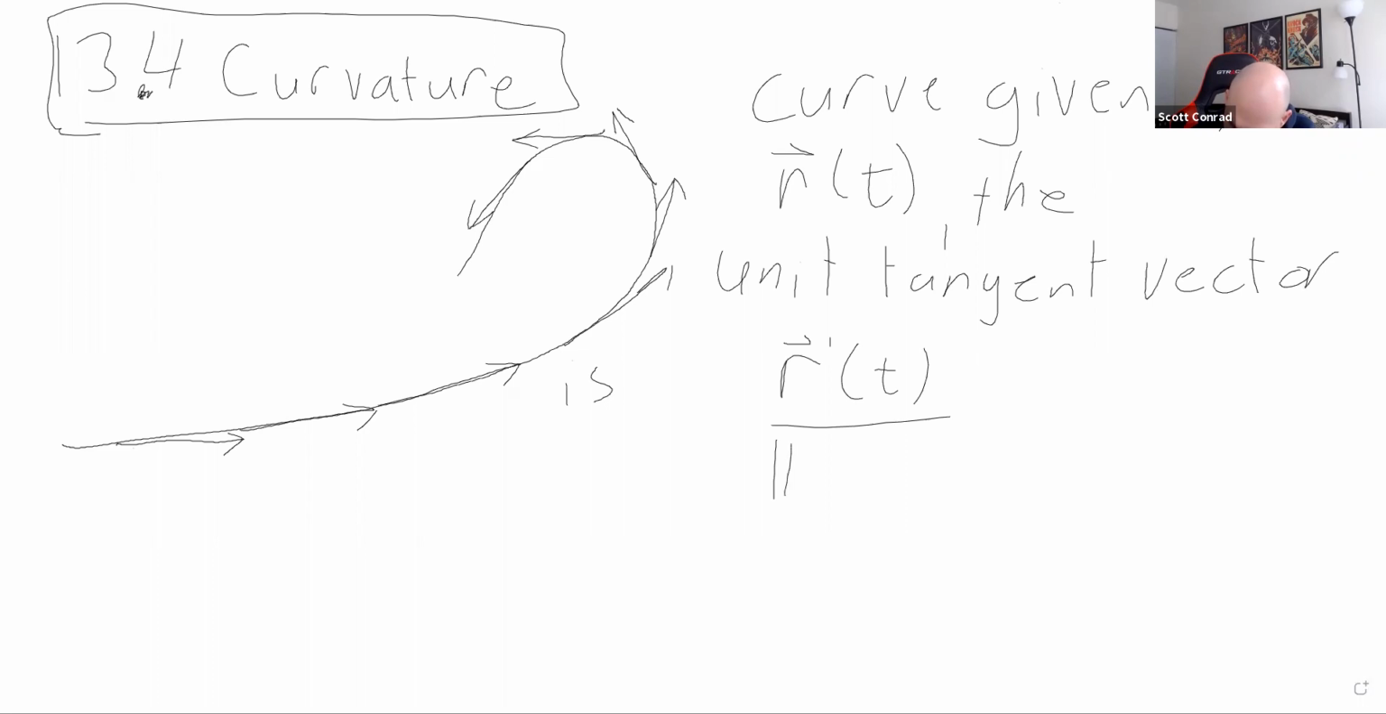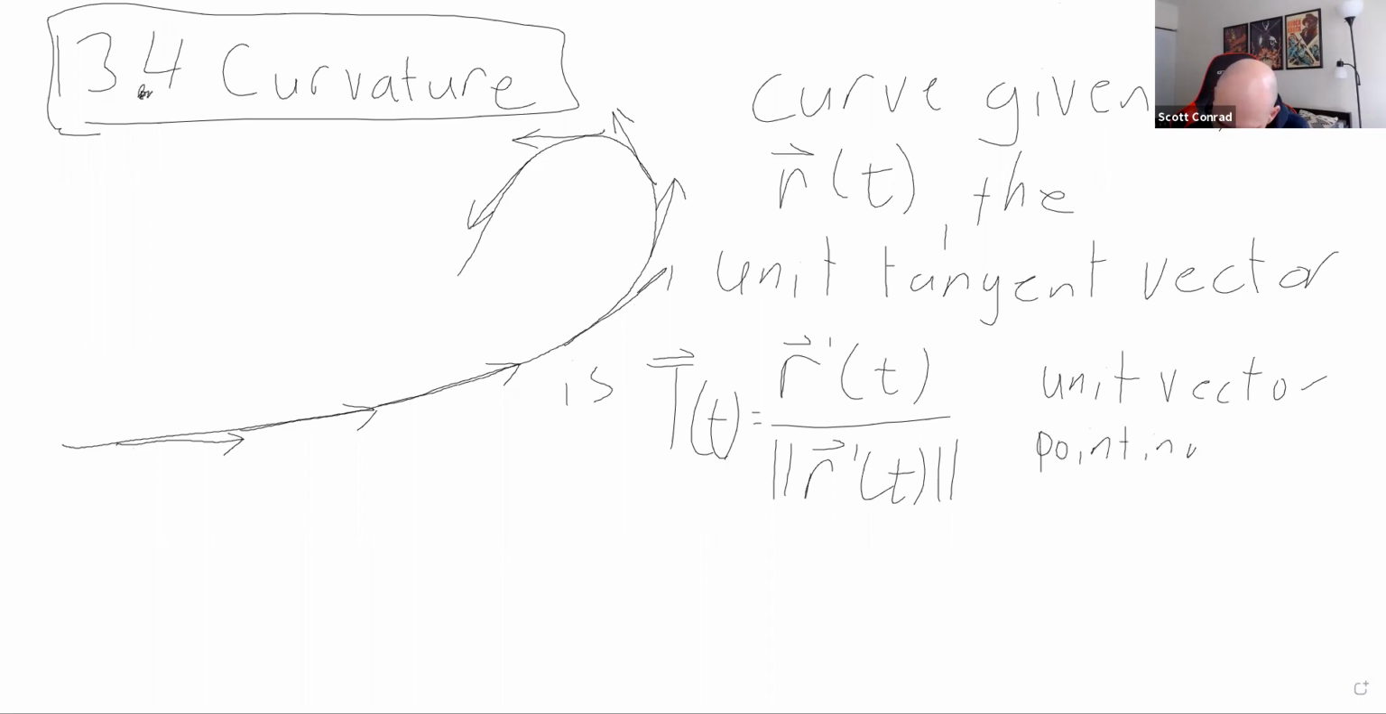And then we're going to turn it into a unit vector by dividing by its magnitude, the magnitude of r prime of t. So we call this the unit tangent vector. It's capital T, and it's a vector, so we put the arrow over it. Think of this as just a vector of constant length 1, pointing in the direction of travel. Right, it's tangent to the curve, and it's going to point in the direction you're going.